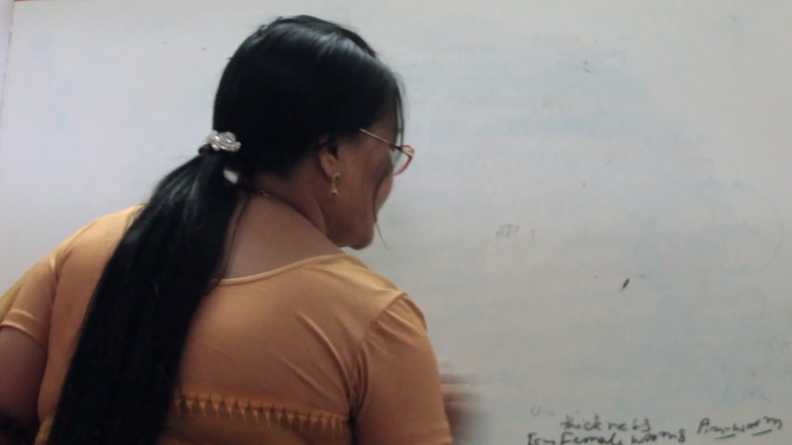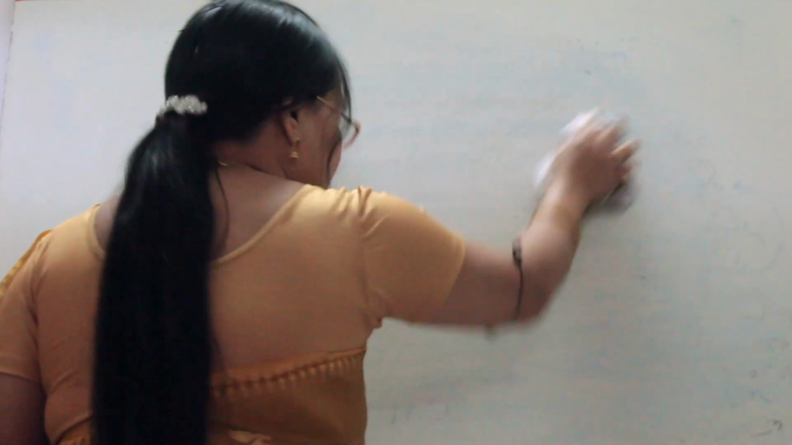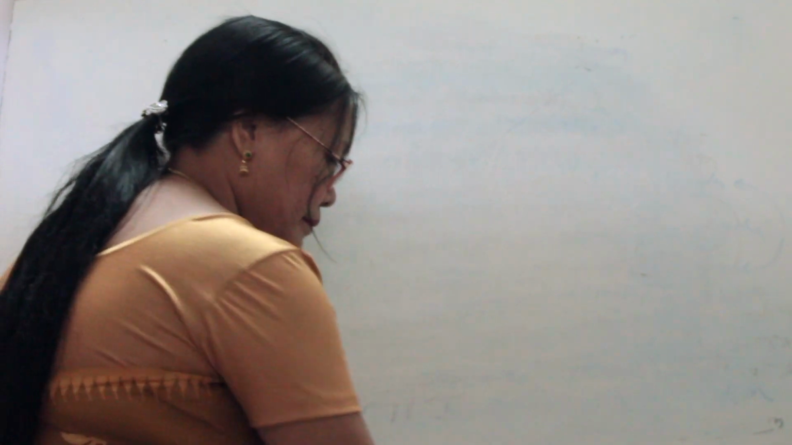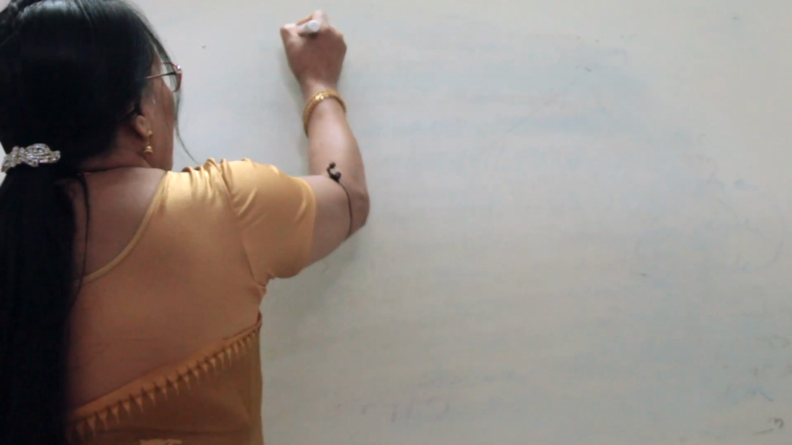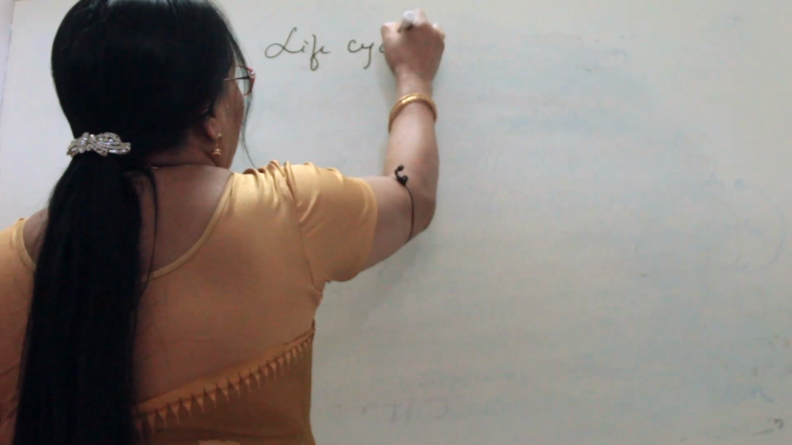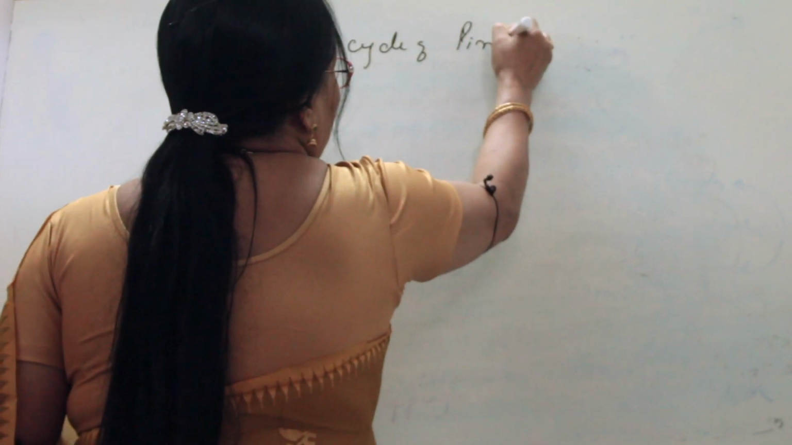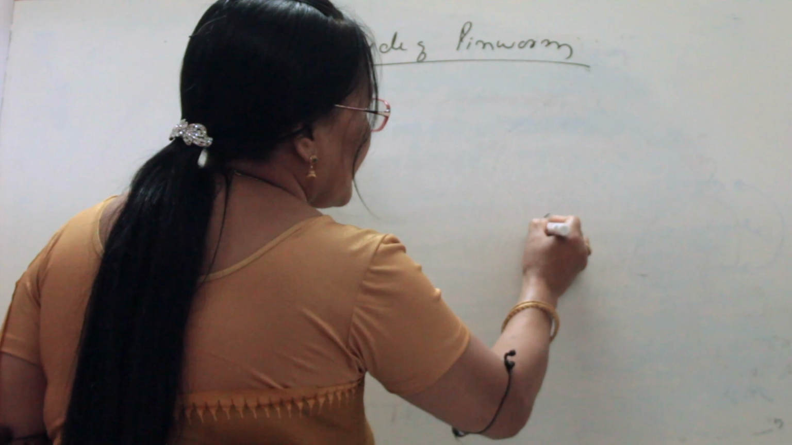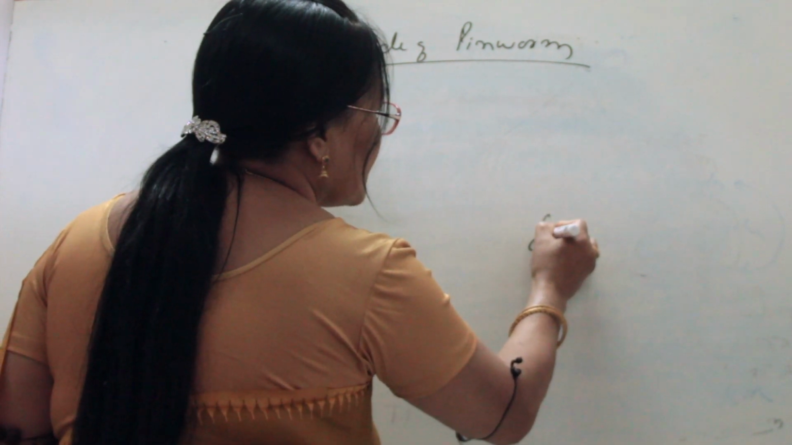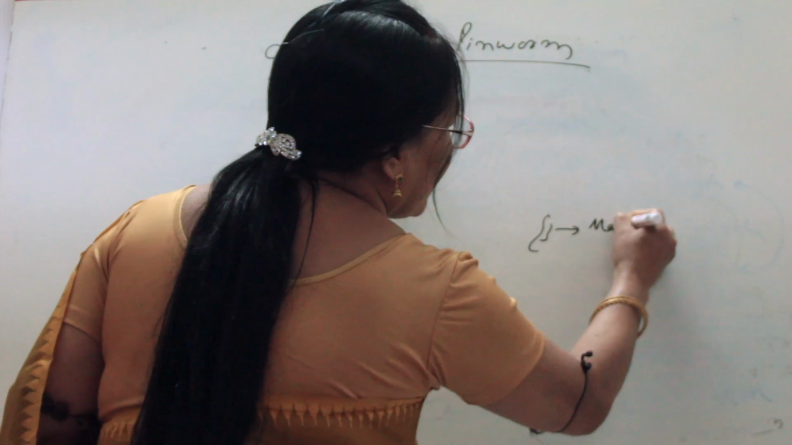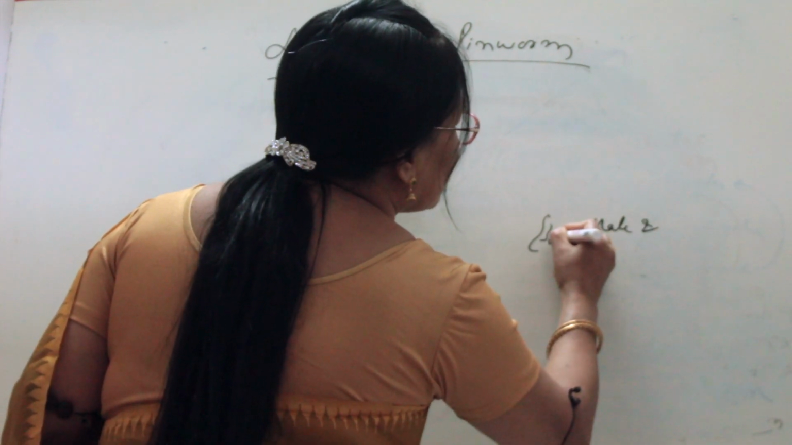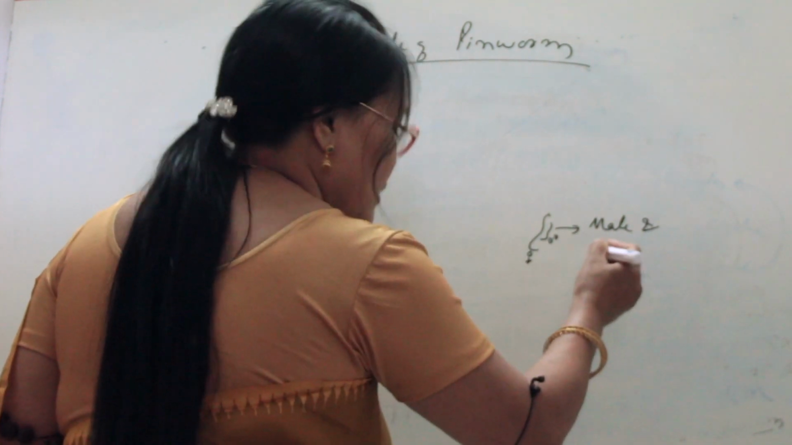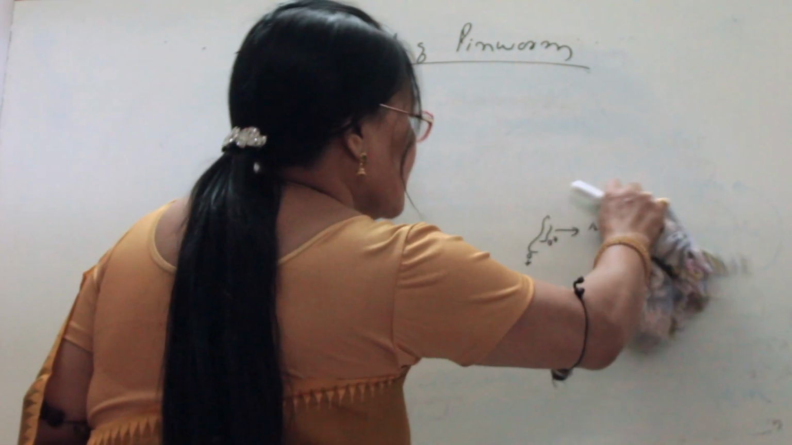Here we can discuss the life cycle, where they develop and where they are present. This is the life cycle of pinworm. Usually the male and the female worms are present in the male and female. This is the male worm, this is the female worm.